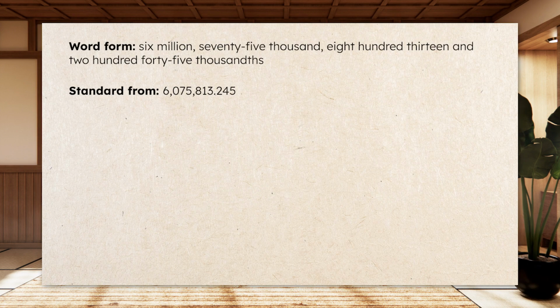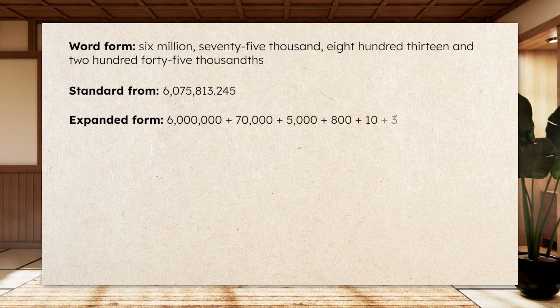In standard form, there is a 6 in the millions place, a 0 in the hundred thousands place, and the decimal is placed between the 3 in the ones place and the 2 in the tenths place. In expanded form, the number is written as 6 million plus 70,000 plus 5,000 plus 800 plus 10 plus 3 plus 2 tenths plus 4 hundredths plus 5 thousandths.